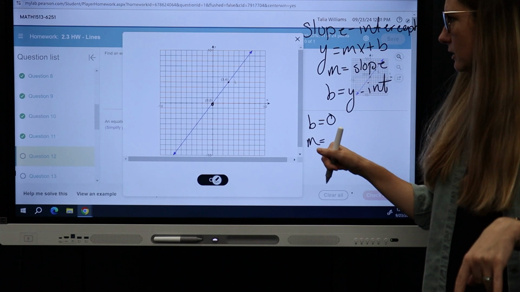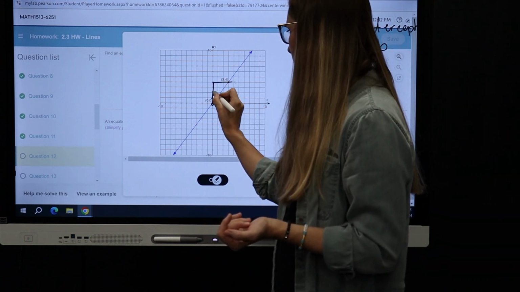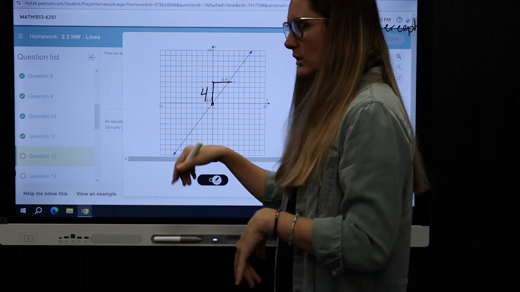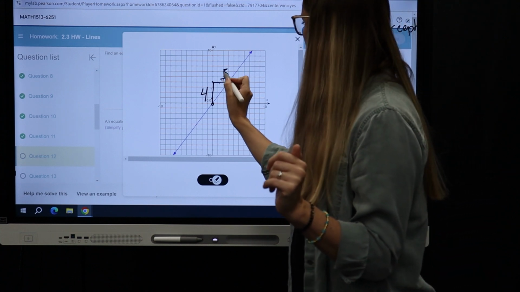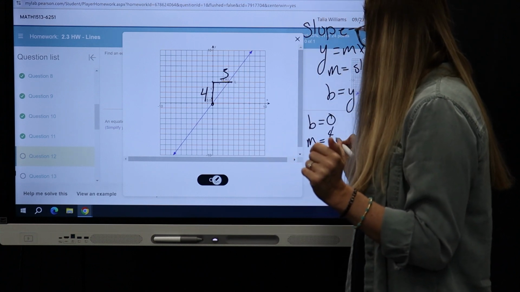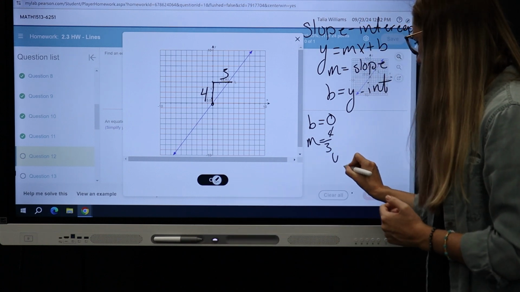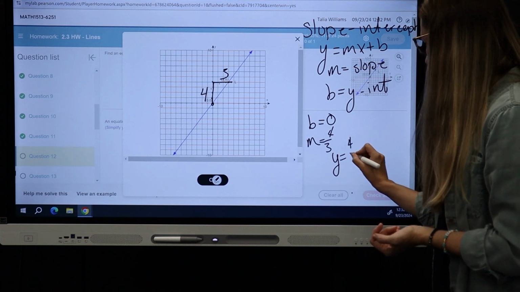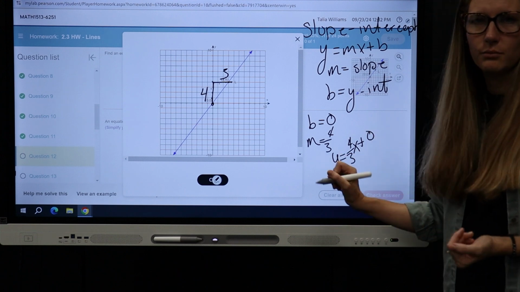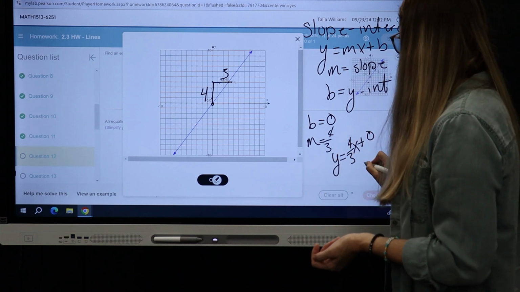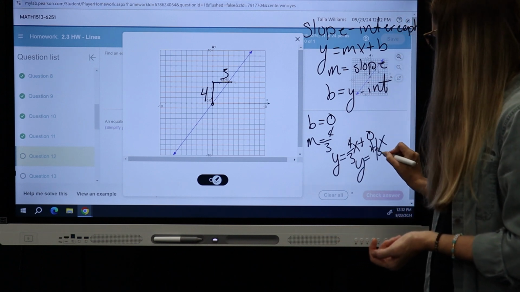You can do that algebraically, or we can count. So here, our rise over our run. So we have 1, 2, 3, 4. That's our rise. We go up 4, so positive 4. And then 1, 2, 3 right. So our slope is rise over run, 4/3. When we go to write this equation, we're going to have y equals slope x, and then it would be plus 0. We don't have to put plus 0 because we're adding nothing to it. So it would just be y equals 4/3 x.